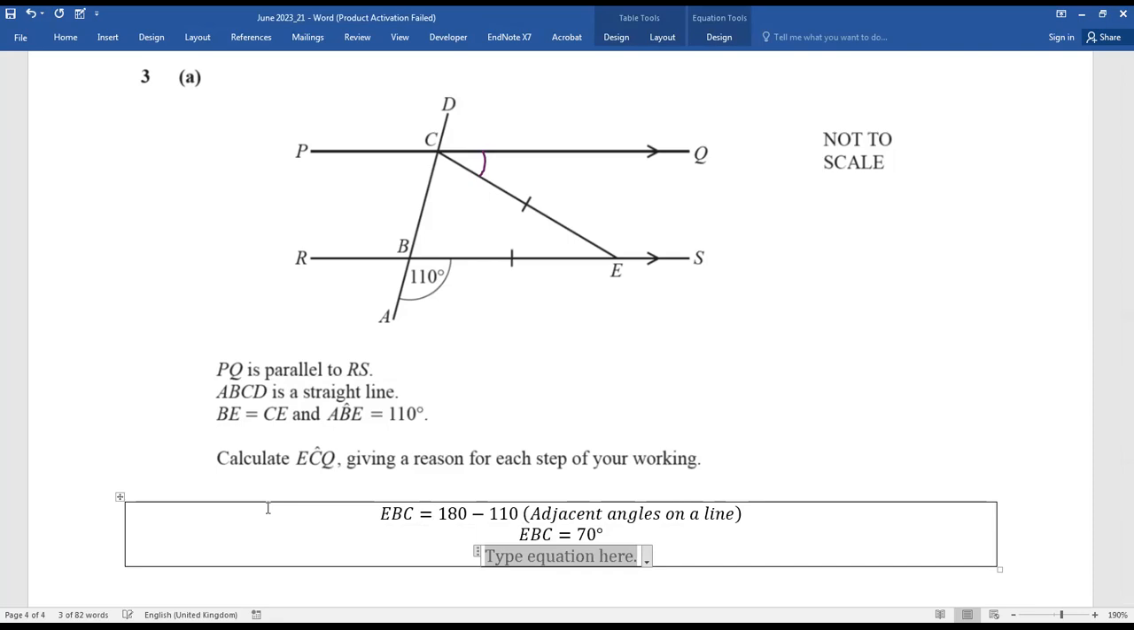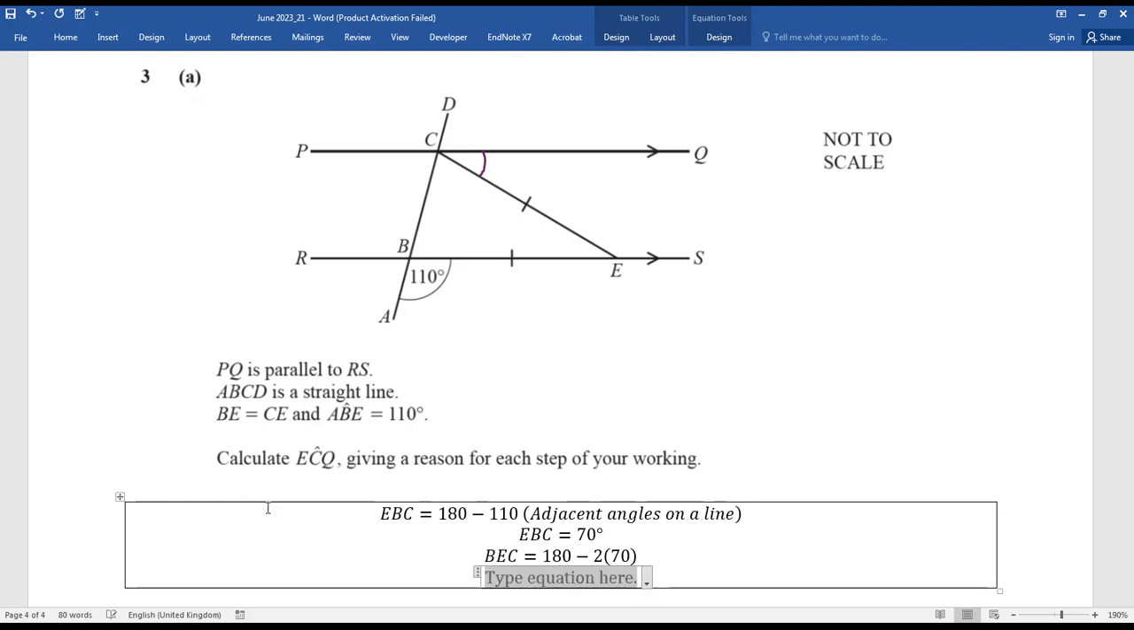Once I have that, I'll say that ECB is also 70 degrees. Why? Because they are isosceles. We can directly go for BEC. BEC is 180 minus 2 times 70. So BEC is 40 degrees. Why? We have used the properties of isosceles.